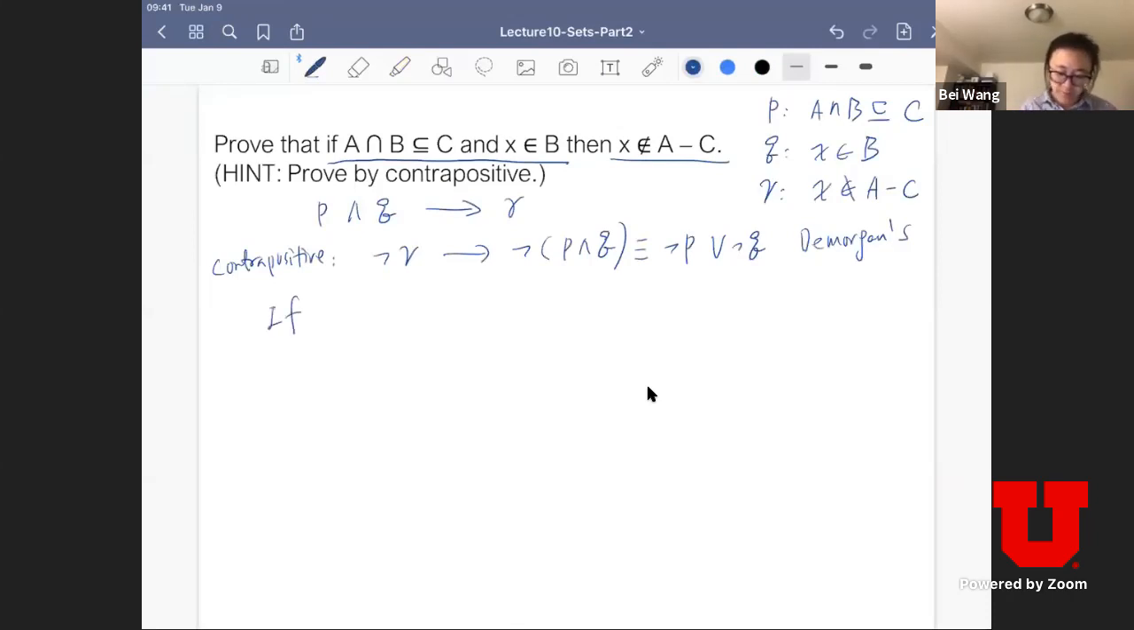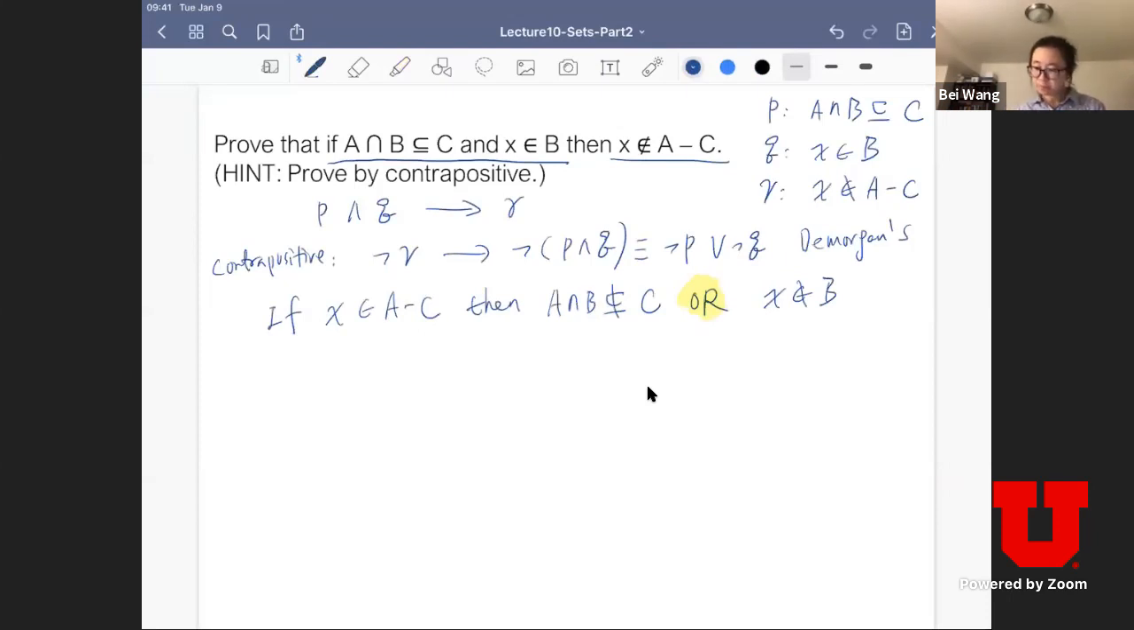If X is in A minus C, that is not R, then it should be not P or not Q. That means A intersect B is not a subset of C, or, and the most important part is because I'm taking the negation of an and, now this becomes an or operation, not Q, that means X is not in B. So that is the contrapositive statement we want to prove.